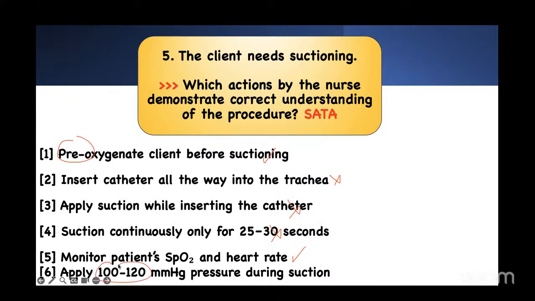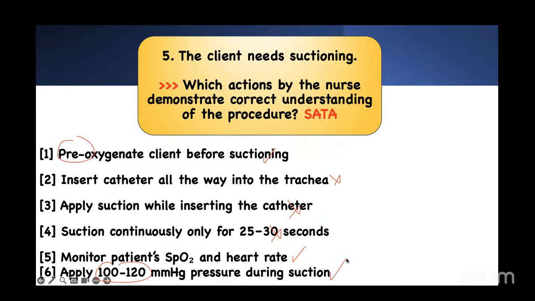So this is good. So which ones? Pre-oxygenate the patient is good. Don't insert the catheter all the way to the trachea. Don't apply suction while inserting. Your suction should be just 5 to 10 seconds. And then you need to monitor the patient's saturation and heart rate. And then the pressure application is usually 100 to 120. So that's 1, 5, 6. You don't have to pick everything, right? Those that you know, you can pick. If you know only one, you pick it. There are 3 answers there. If you pick more than that, you lose a point. There are 3 correct and 3 wrong.